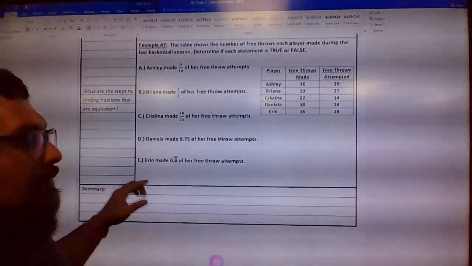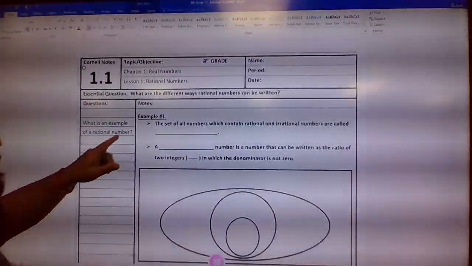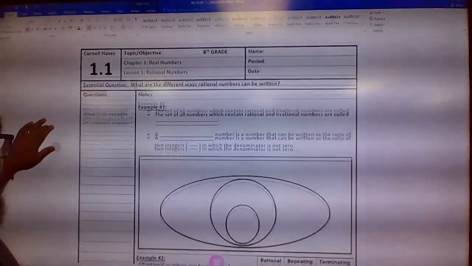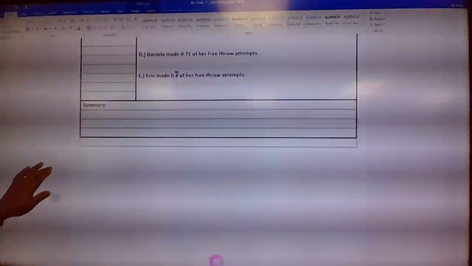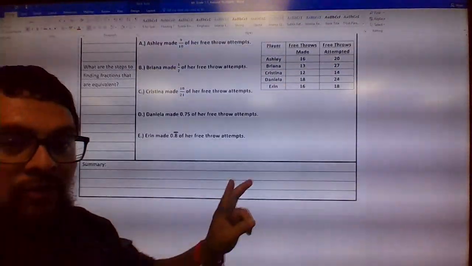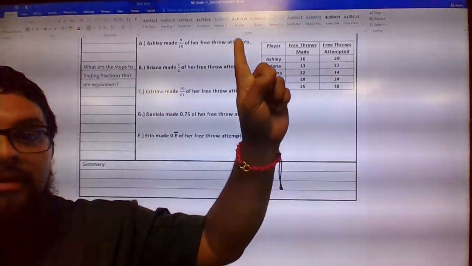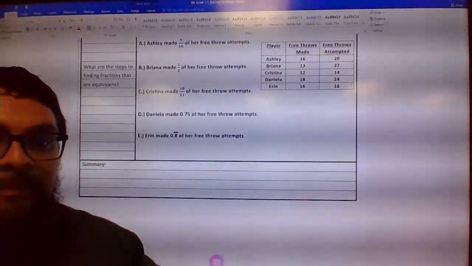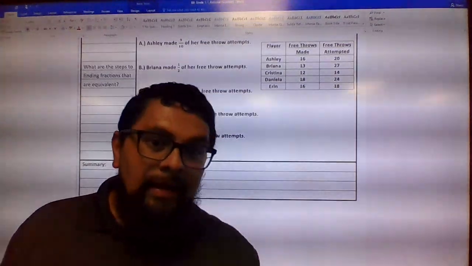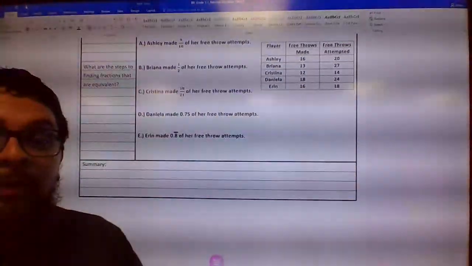And the summary was: what are the different ways rational numbers can be written? We found out rational numbers can be written in two ways, fractions or decimals, and the decimals can be repeating or terminating. That is 1.1.